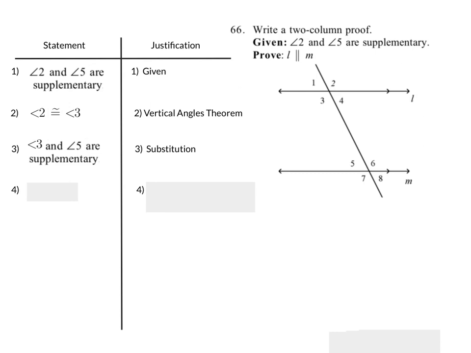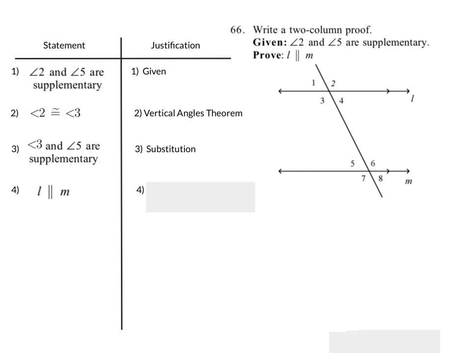Okay, that is substitution. And now that I know angle 3 and angle 5 are supplementary, the only way that they can be supplementary is if these lines are parallel. So we can now say L is parallel to M.